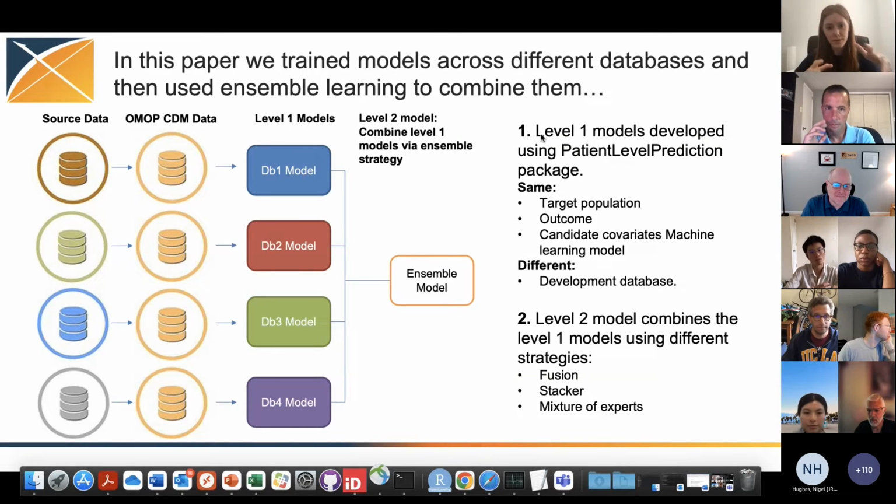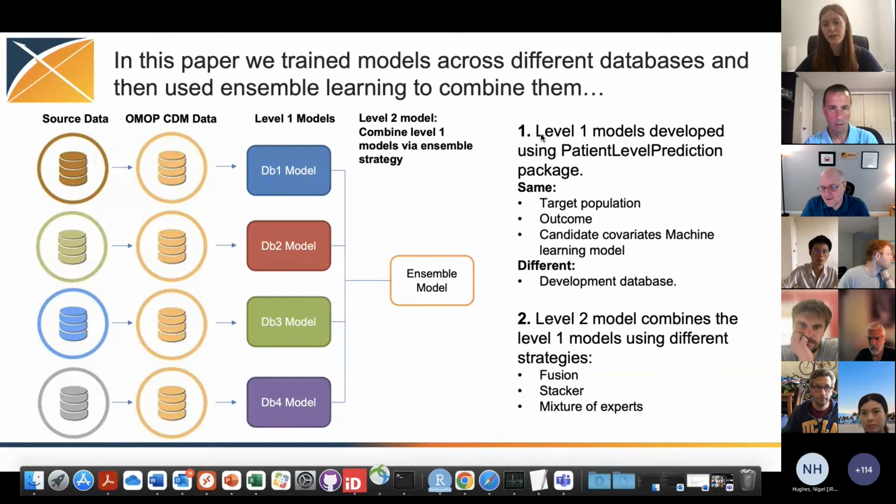So we experimented, in the Odyssey style that we do, with 21 prediction problems with 5 different databases. And we looked at, within the same prediction task, whether we can combine the models developed on different data sets. So the database 1 model is predicting the same task as the database 2, database 3, and database 4 models. And then we look at different ways of combining that. For time, I'm not going to go into too much detail, but if you want to know more about the different ensemble strategies, there are some references in the paper. The 3 that we looked at were fusion, stacker, and mixture of experts.